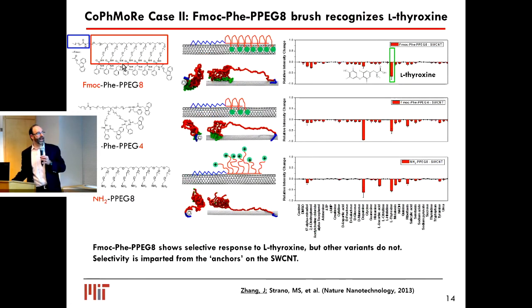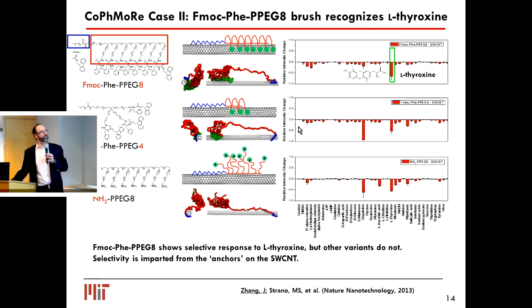I have a lot of examples of this. I'll go through them, and then I want to talk about applications. This is something we also talked about in our original paper. This is an FMOC branched PEG. It's a PEG brush, and it also forms a variant of this loop-type structure. These FMOCs are a common protecting group, but they're aromatic and hydrophobic, so they sit on the surface. This 8-member will detect L-thyroxine, but not 4.